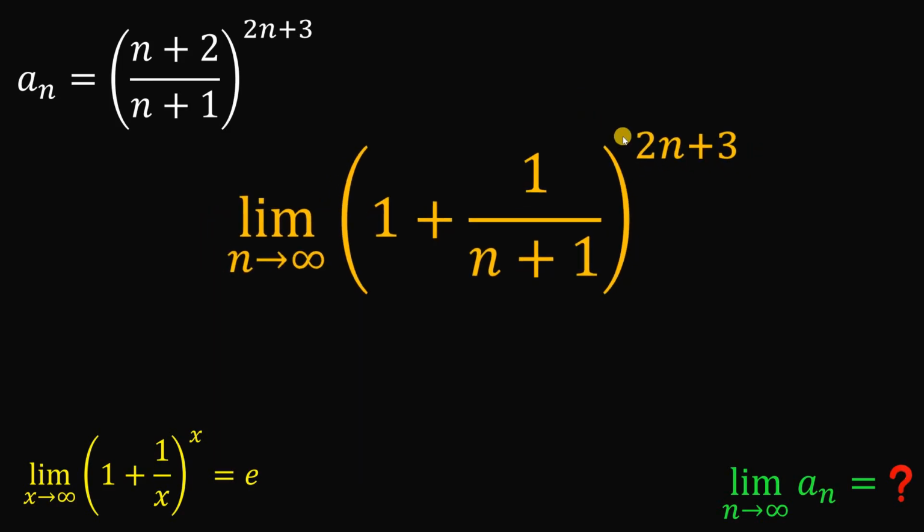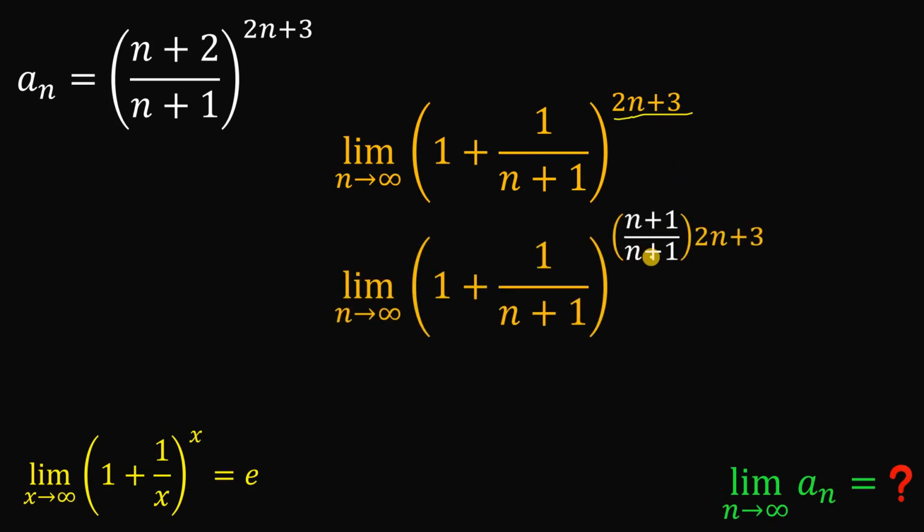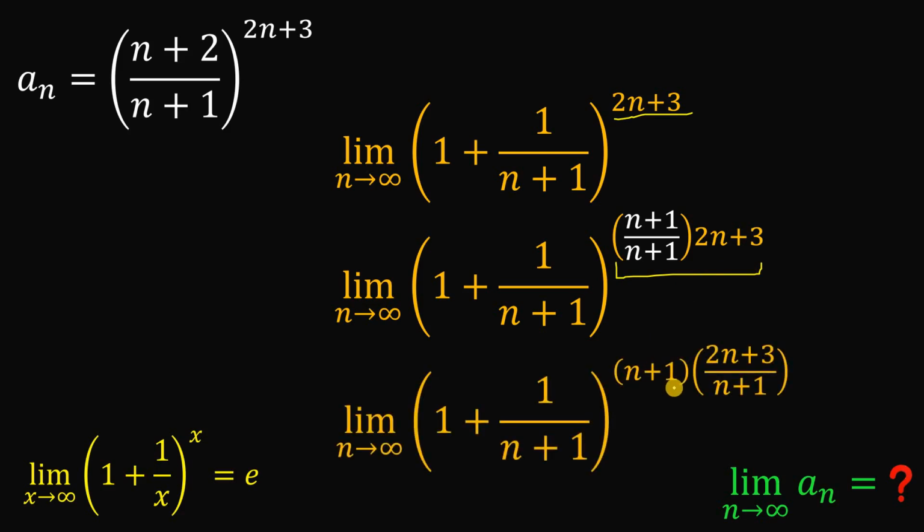So, let's focus on this. And what we're going to do is multiply this exponent by (n + 1)/(n + 1). So technically, this is just 1. So 1 times 2n + 3 is just 2n + 3. But we can rewrite this exponent as follows: (n + 1) multiplied by (2n + 3) all over (n + 1). Now from here, let's focus on this result.